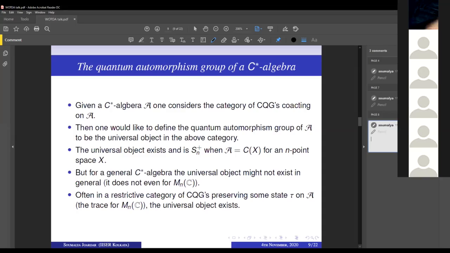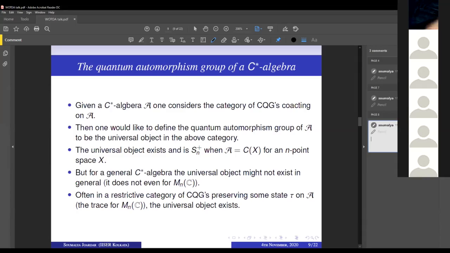It is the universal object in the category of compact quantum groups coacting on C(X), where X is a finite space. Okay, and as you can already guess, the existence of a universal object in such a category might be an issue. Well, for a finite space, it is not an issue. The universal object always exists, but if you have any general C*-algebra, it turns out that the existence of such a universal object is not actually guaranteed.